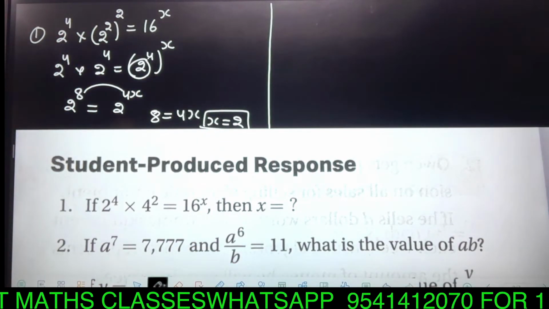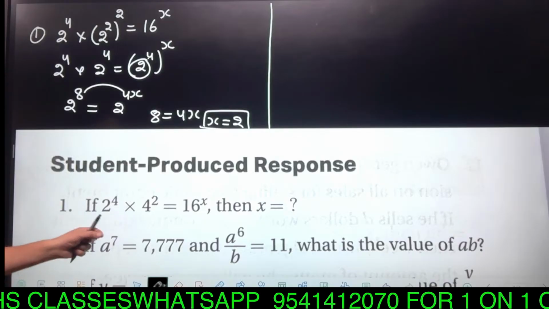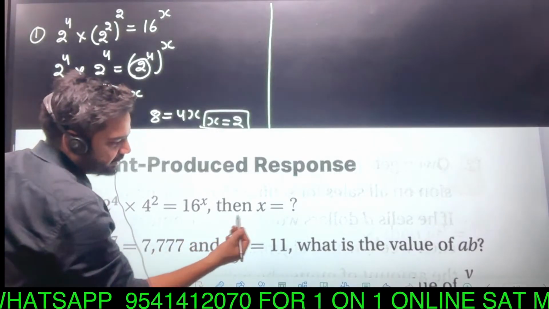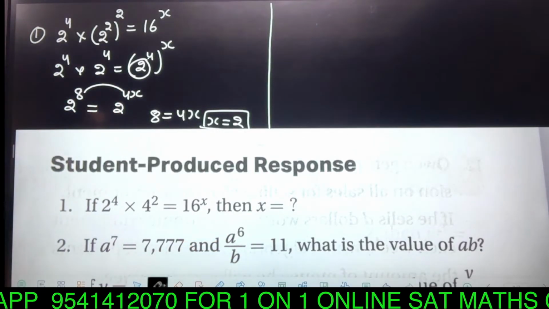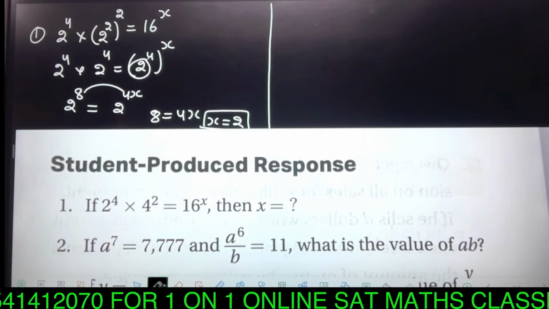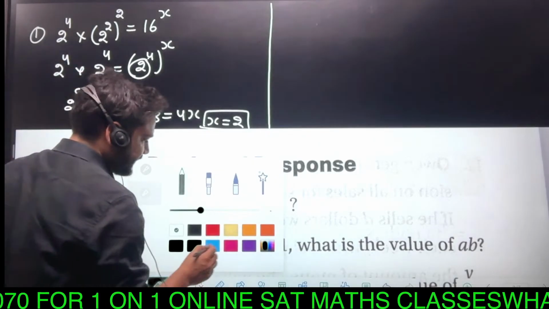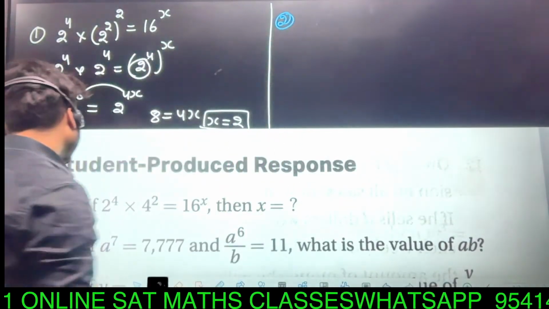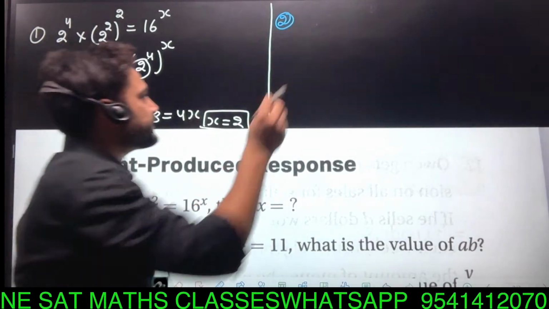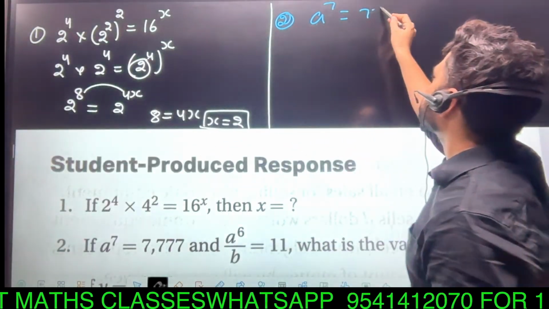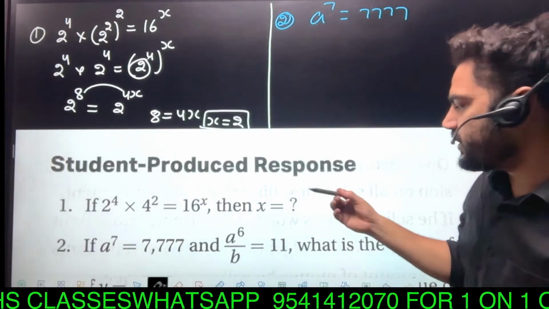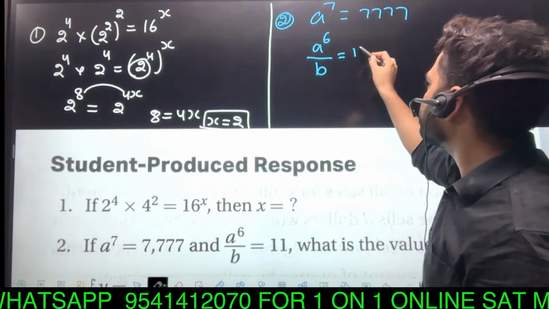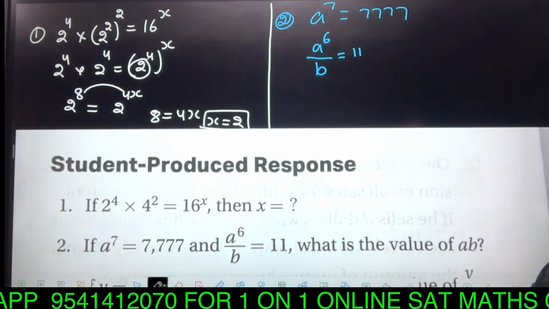Second question is, if a power 7 is equal to 7777, and a power 6 upon b is equal to 11, what is the value of ab? Now how to solve this question, please see. In the second question, a power 7 is given as 7777, and they have also given a power 6 upon b is equal to 11. Now we have to find the value of ab.